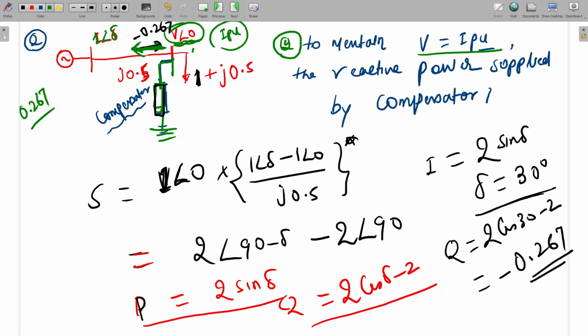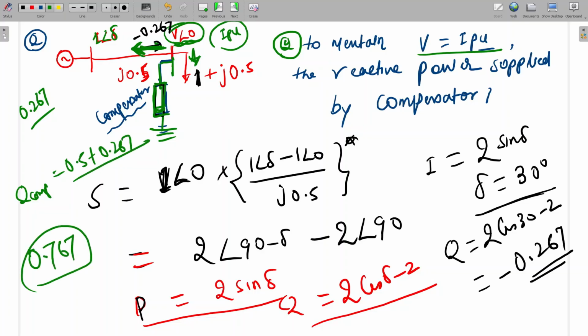So in this direction Q is how much? 0.5. In this direction Q is how much? 0.267. Is it clear? So what will be the total Q that should be supplied by this one? The Q of the compensator will be 0.5 plus 0.267, so the final answer will be 0.767.